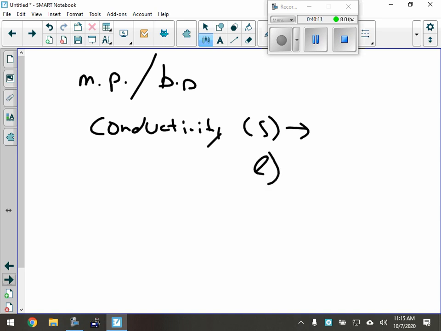Now, if we're in liquid form for these two compounds, can you tell the difference? Ionic should be what? Very conductive, yes? Molecular is not. Okay, so we could do that. What else could you do?